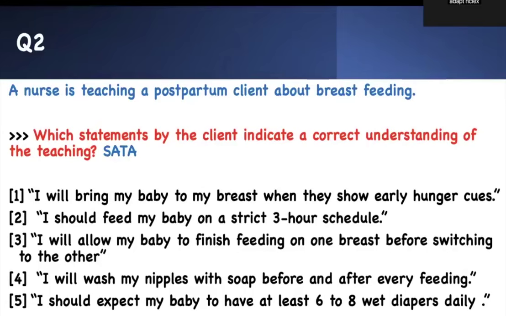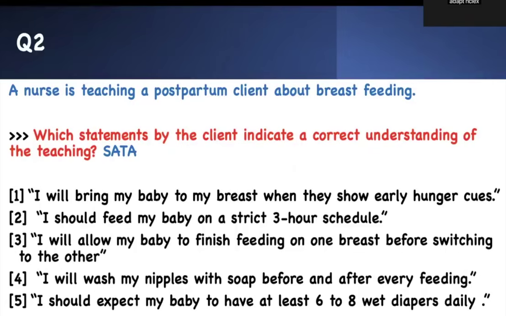For the NCLEX and nursing school, I should feed my baby on a strict 3-hour schedule. Is that what you want to do? Every 3 hours, feed the baby. I will allow my baby to finish feeding on one breast before switching to the other breast. I will wash my nipples with soap before and after every feeding. I should expect my baby to have at least 6 to 8 wet diapers.